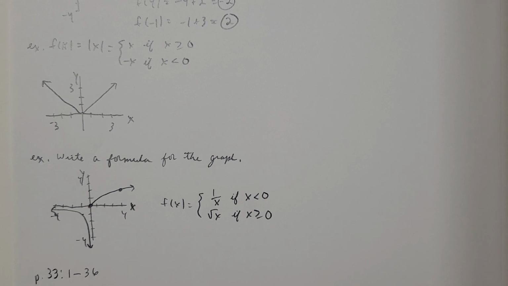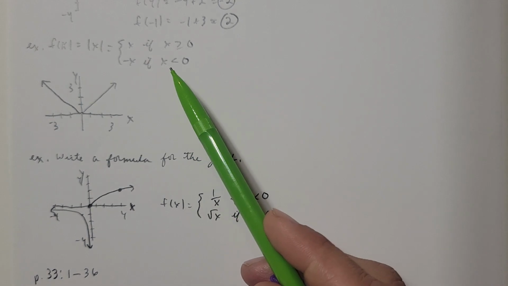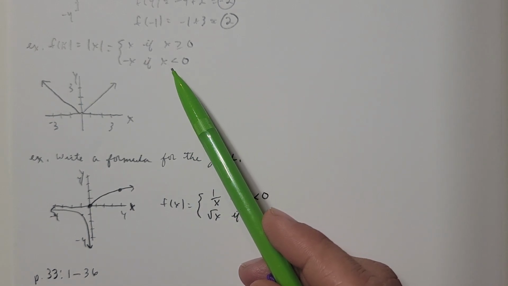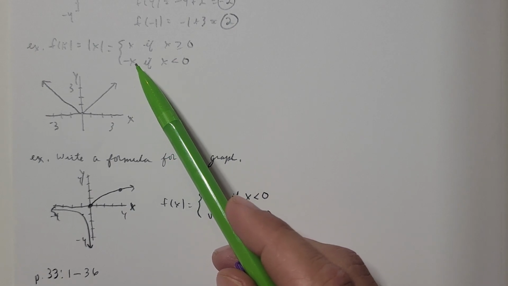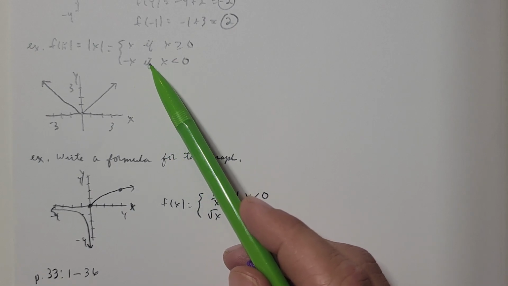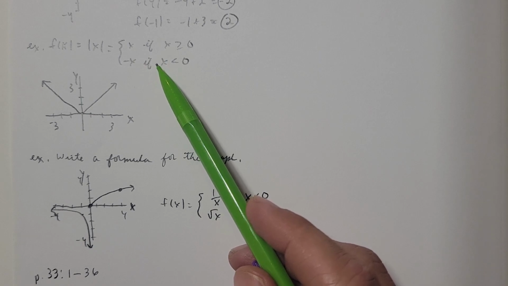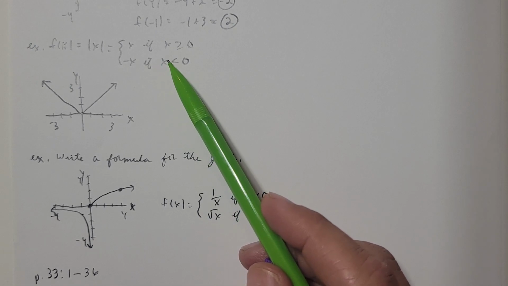So if I plug in -6, and I want to know the absolute value of -6. Well, -6 is less than 0, right? So I should be using piece 2. And in piece 2, I'm told to take the opposite of x. Well, the opposite of -6 would be +6. So the absolute value of -6 is positive 6.